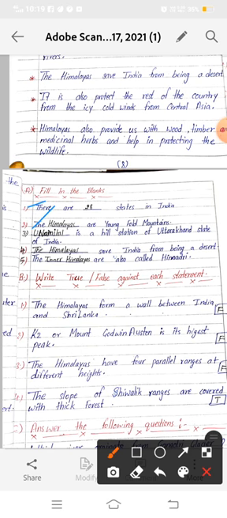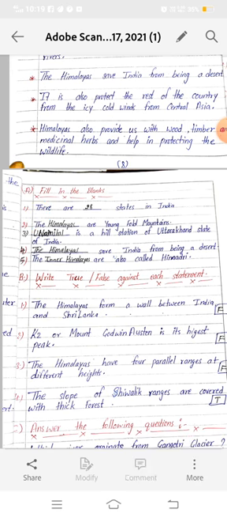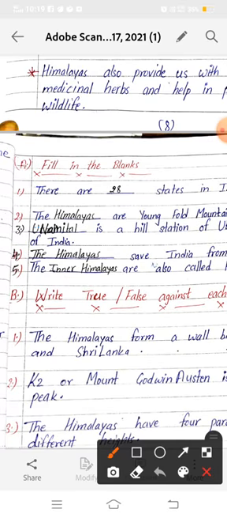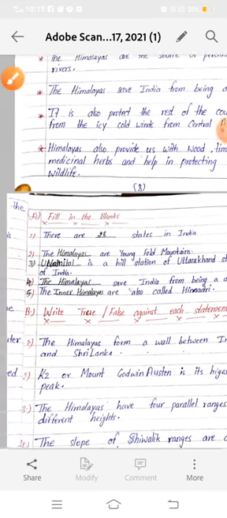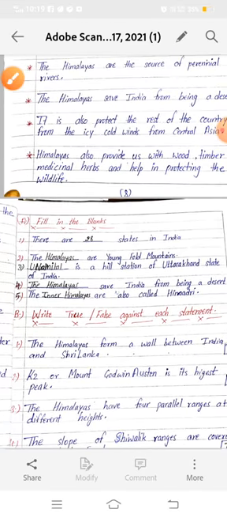And see, third is, the Nainital is a hill station. The Nainital is a hill station. See, this is the answer. Nainital is a hill station of Uttarakhand state of India. Okay, and the fourth is, the Himalayas save India from being a desert.